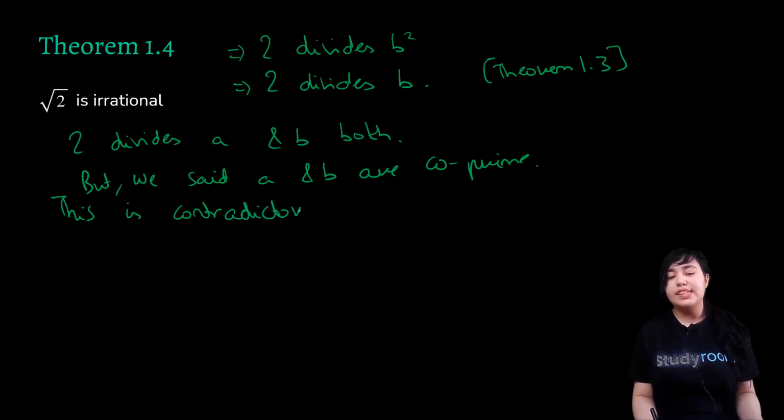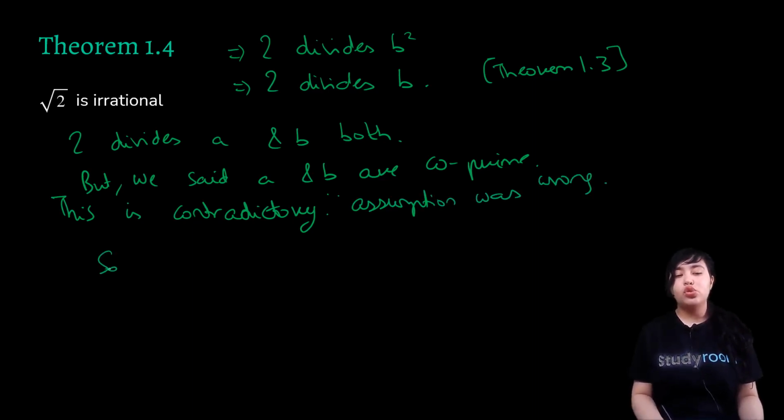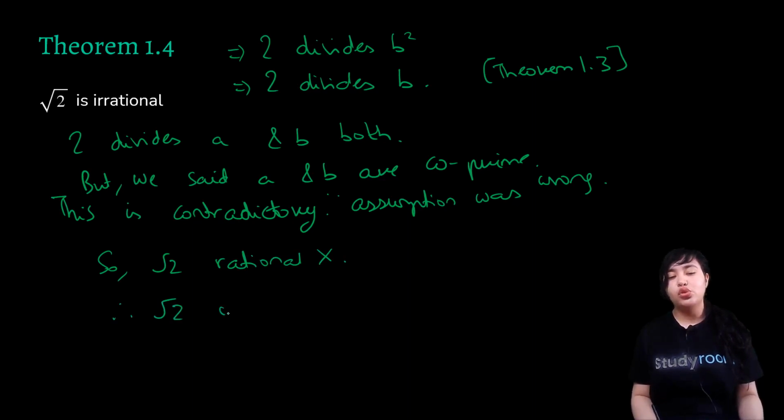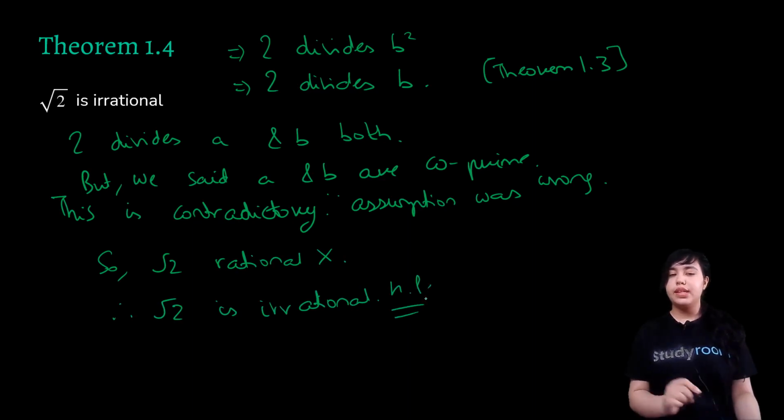Now what is the reason for this contradiction? Okay, the reason for this contradiction was the wrong assumption. This is contradictory because the assumption was wrong. So root 2 rational is wrong, therefore root 2 is irrational, and we have proved that by contradiction, hence proved. Is it clear? So it will become clearer.